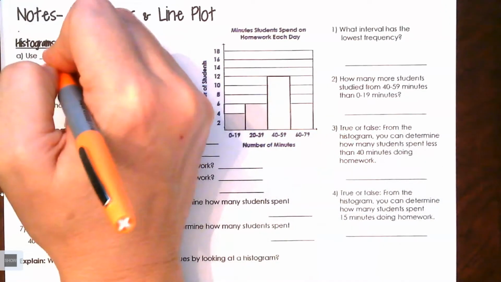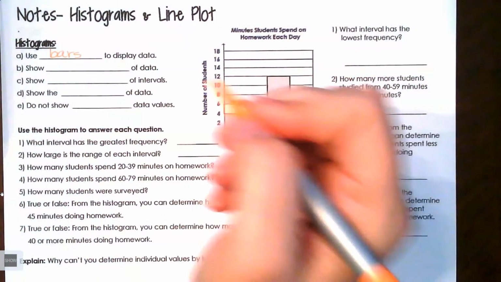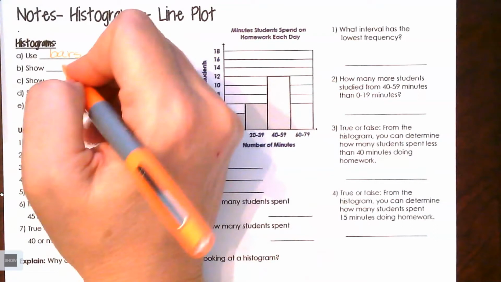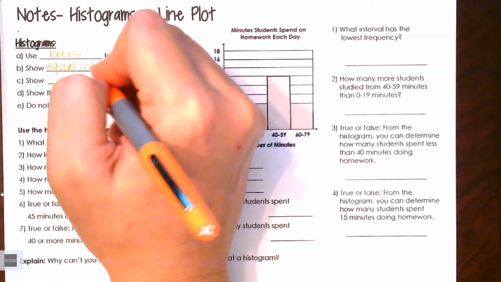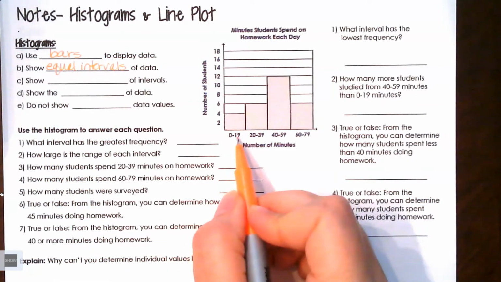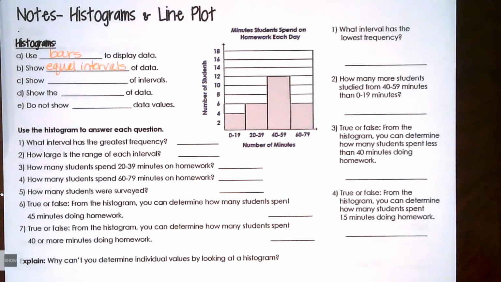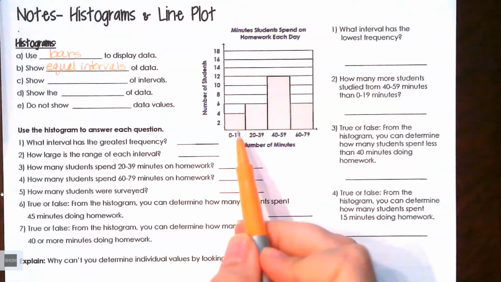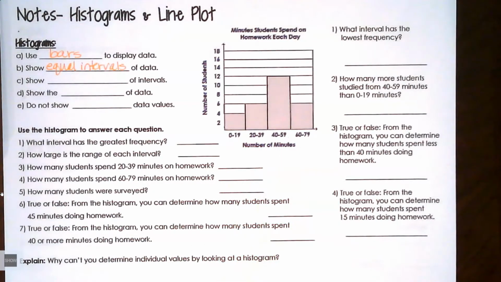It uses bars to display data, and histograms show equal intervals of data. The intervals are here. From here to here, here to here, here to here. Notice that they are the same size. If they were not the same size, then our display would be very misleading. But in order for it to be a true histogram, these intervals have to be equal.